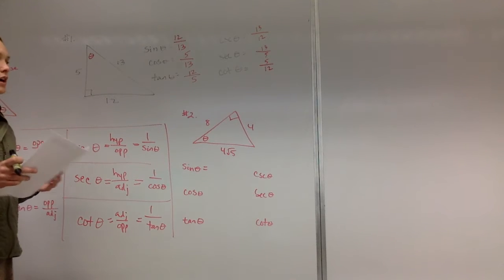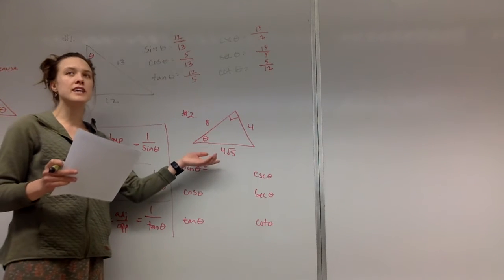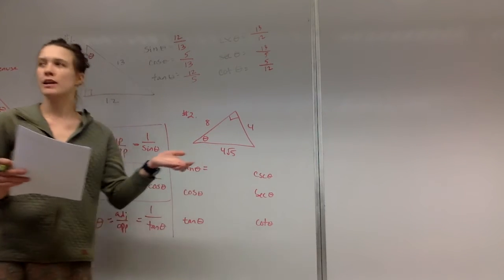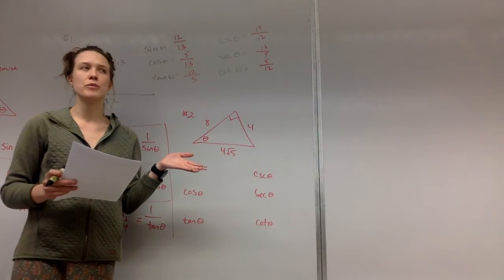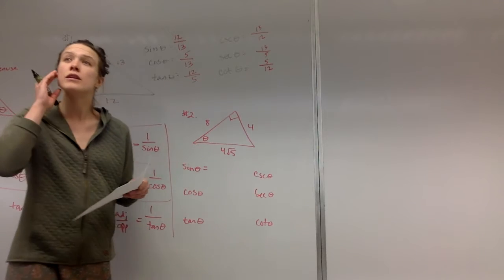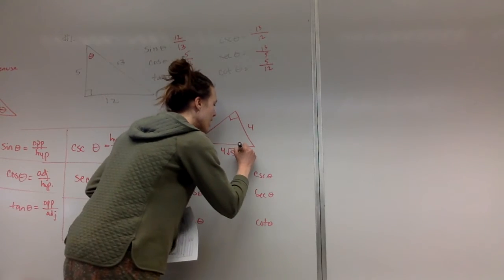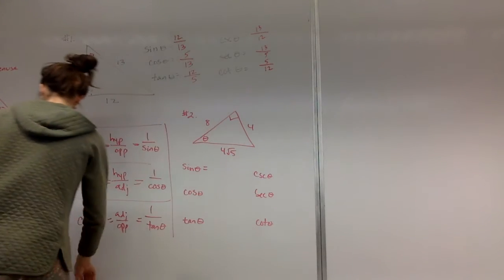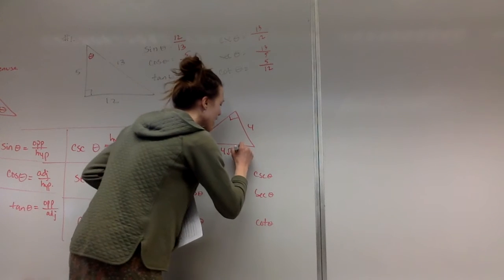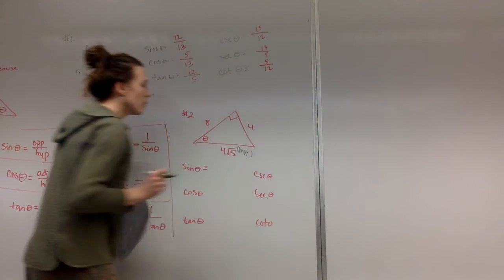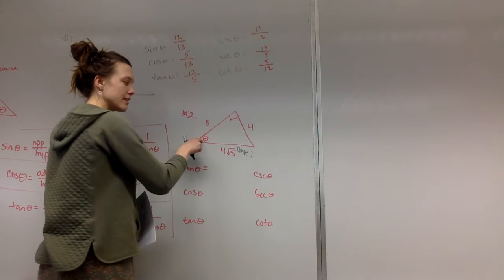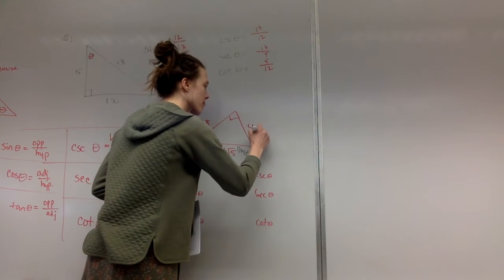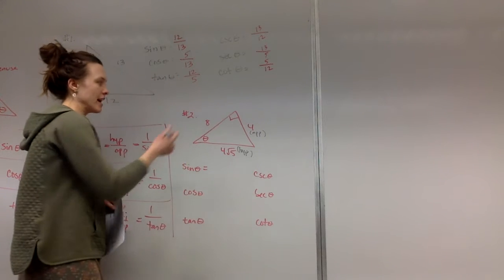No, this one's 8. Okay, so for number 2, let's label our sides first before we jump in and do the math. What side is my hypotenuse? What's the value of my hypotenuse? It's 4 radical 5. Yep, so this is my hypotenuse. What is my opposite? 4. Yep. And what's my adjacent then? 8.